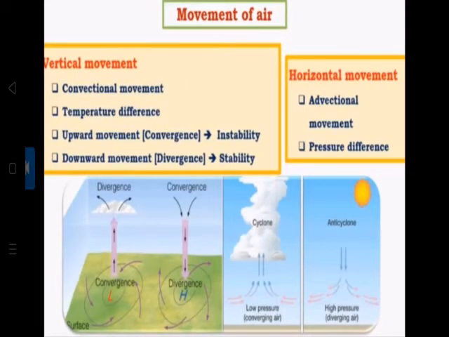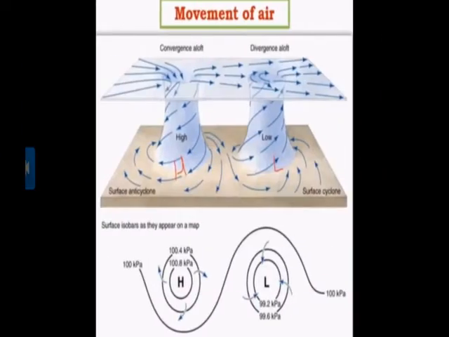Now the movement of air. The vertical movement is called convectional movement. There is temperature difference. There's upward movement, convergence, which means there is instability. There is downward movement, divergence, there is stability. Horizontal movement is advectional movement, that is, it's due to pressure difference. So there are two types of movements of air, vertical and horizontal. This is how the movement of air takes place.